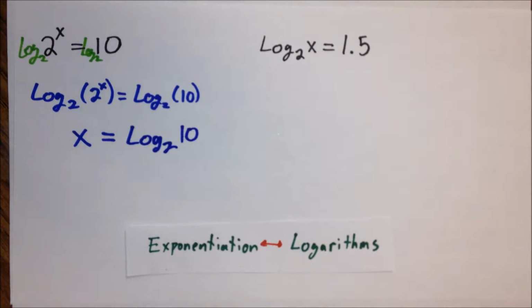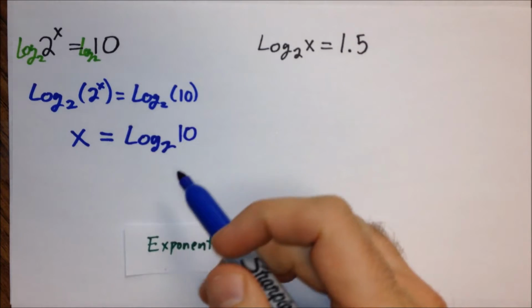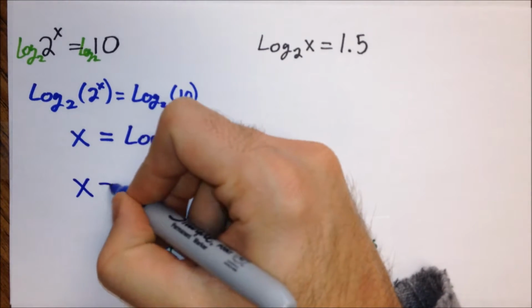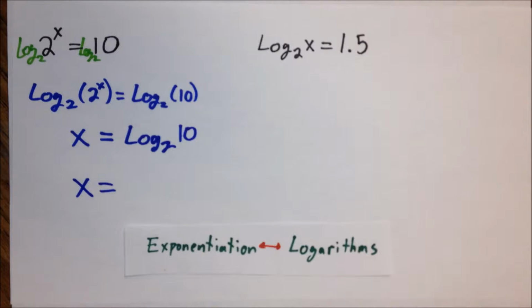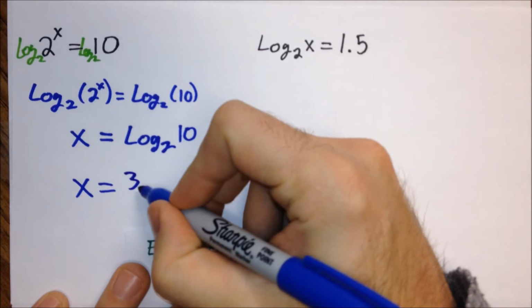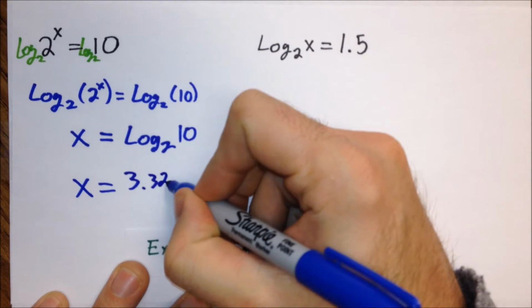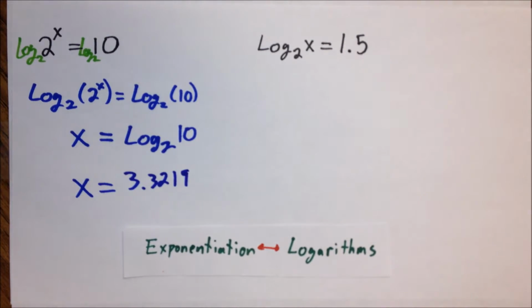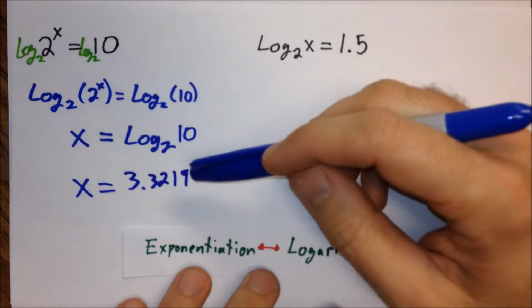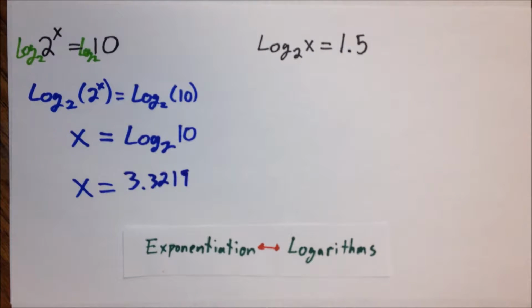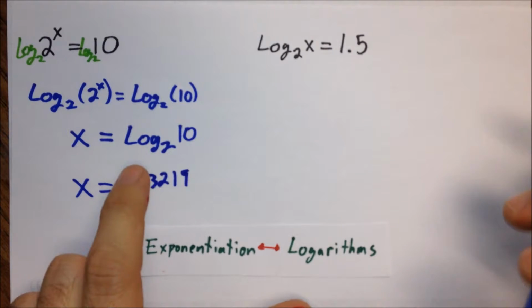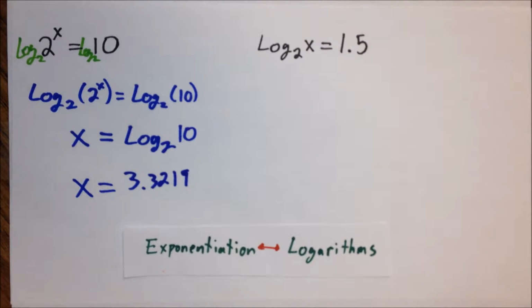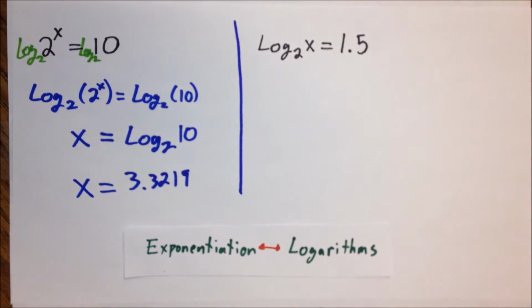I am perfectly happy with you circling this as an answer for yourself. However, some of you may find this a little unsatisfying. If that's the case, you can put it in your calculator and come up with an answer. 3.321928 is what I got when I typed it into my calculator. These two things are exactly the same, so you can choose the solution that you like. If you're having trouble putting this into your calculator, look for the link at the top of the page, and it'll send you to a discussion of how to do logarithms and exponents in your calculator. Perfect. Let's move on to our next problem.